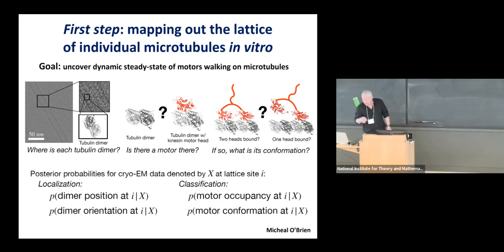All right, and so the idea is to essentially develop posteriors: given certain cryo-EM data, what's the probability of a dimer being located there at a certain orientation? And then again, given the cryo-EM data, what's the probability that there's a motor there? And what's the probability of that motor's conformation, right? So the idea is to find those things. Like I said, work in progress.